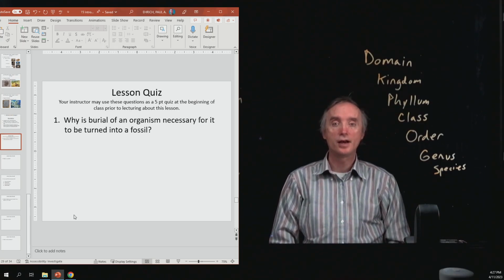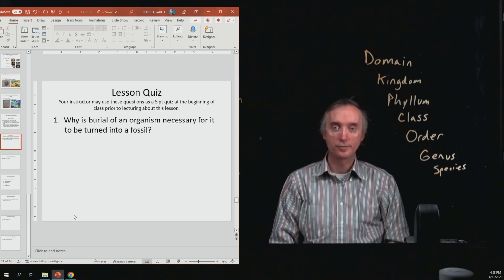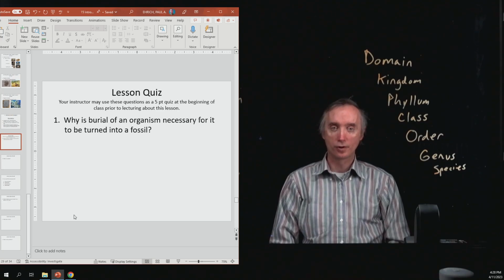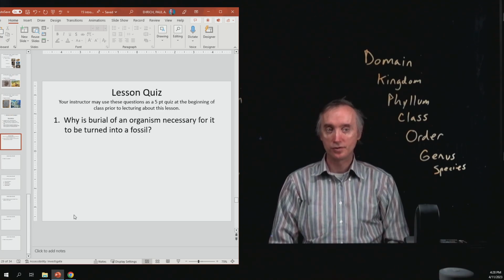Okay, so now we want to do our quiz over what we've learned today. Question number 1, why is burial of an organism necessary for it to be turned into a fossil? So we want to keep predators away from it that might tear it apart, and then we also want to keep oxygen away from it because that's going to cause it to decay and to go away.